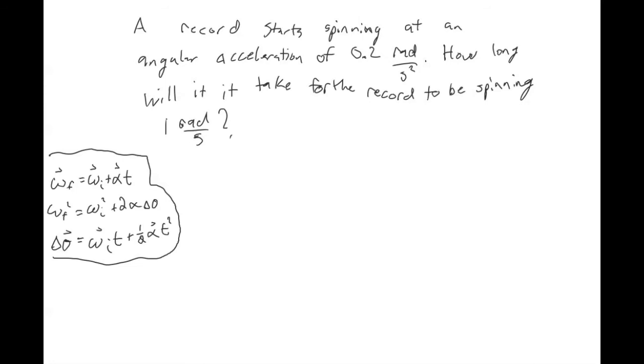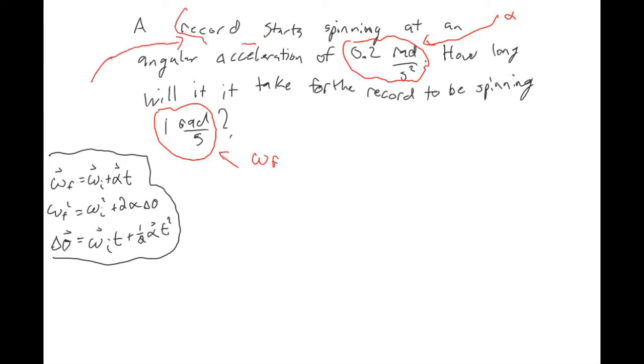Yeah, so the first one. We're given the angular acceleration alpha, and we want the final rotational speed. The problem solving assumption is that if the record starts, it starts from rest, so omega initial equals 0 radians per second.